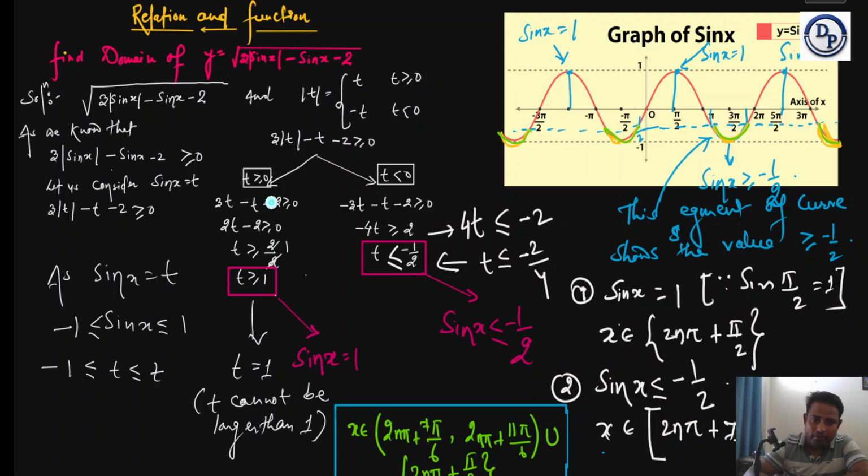When t is positive, we're going to open this 3 mod t minus 2 as usual. It becomes 3t minus 2 greater than or equal to 0. So t would be 1 from here.